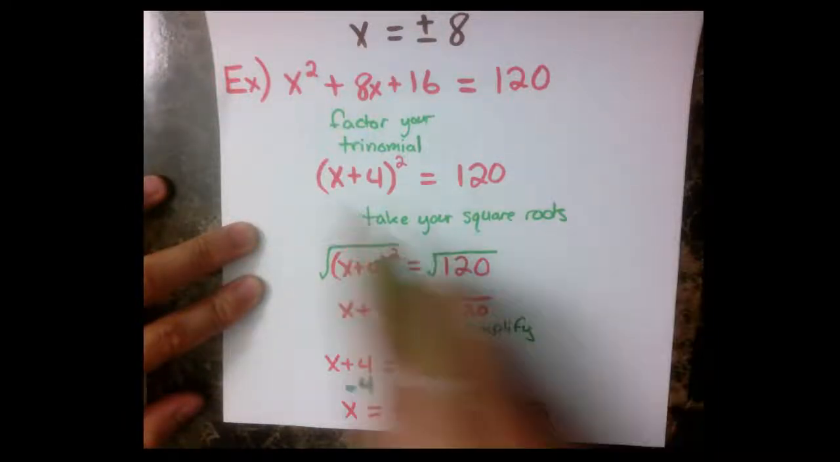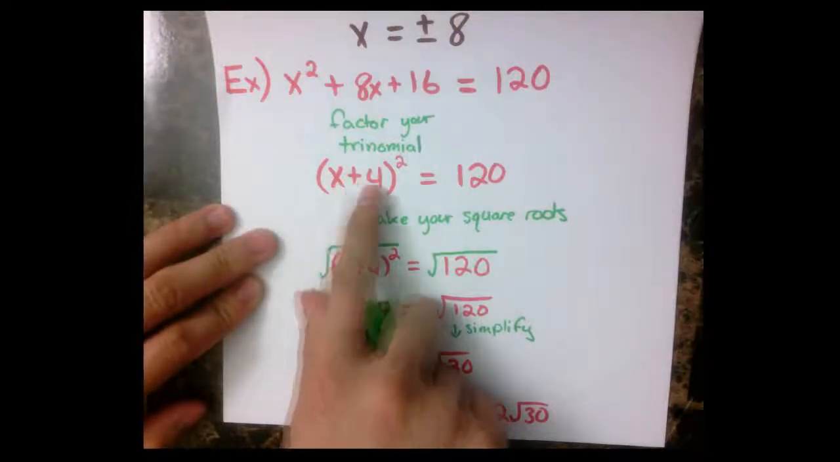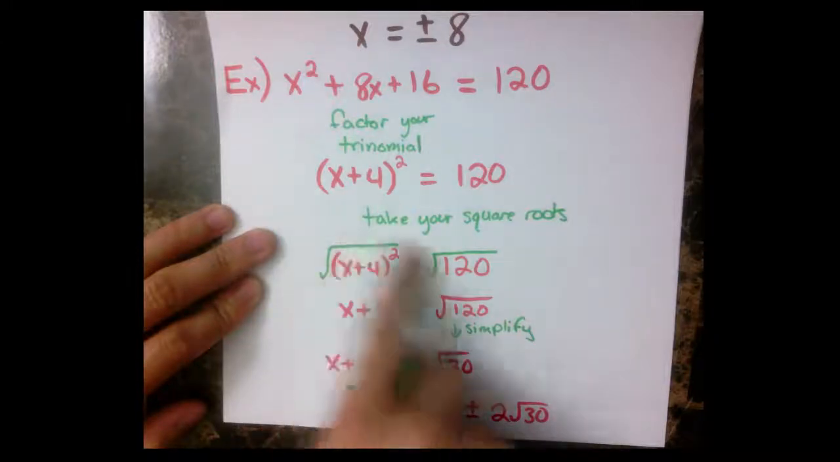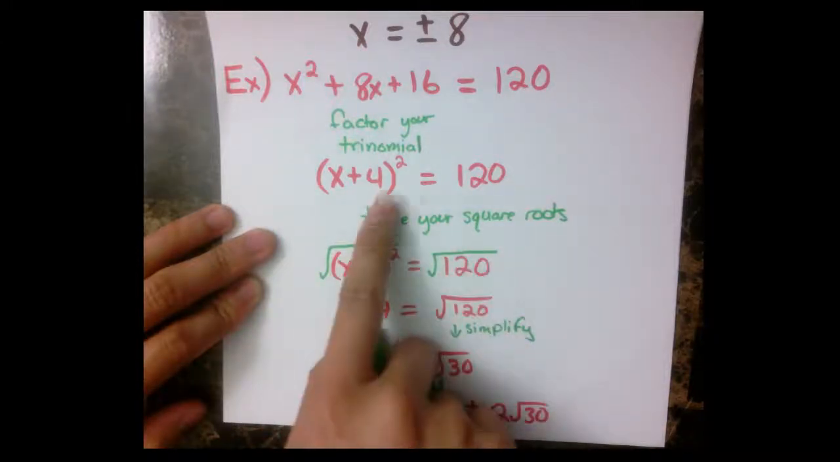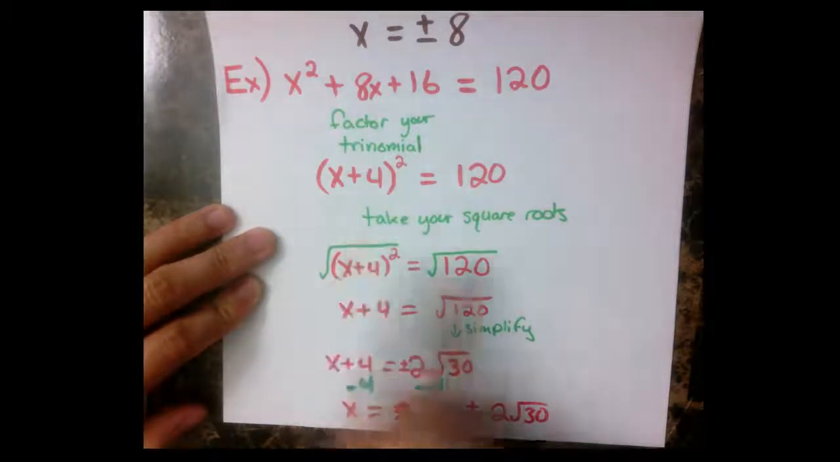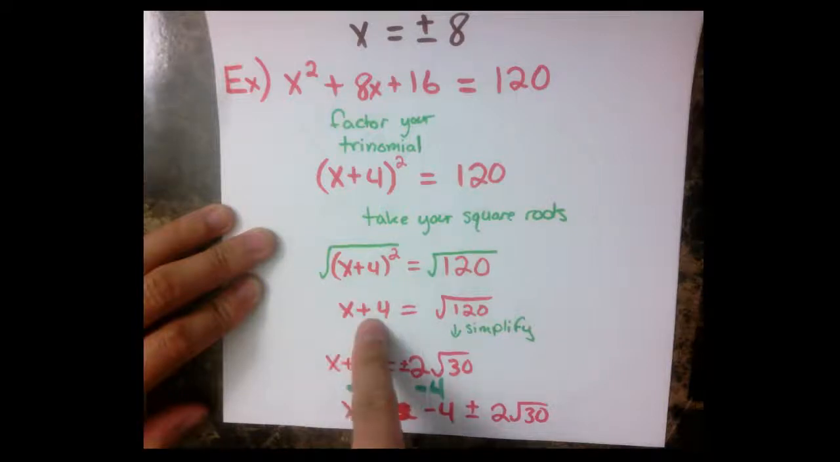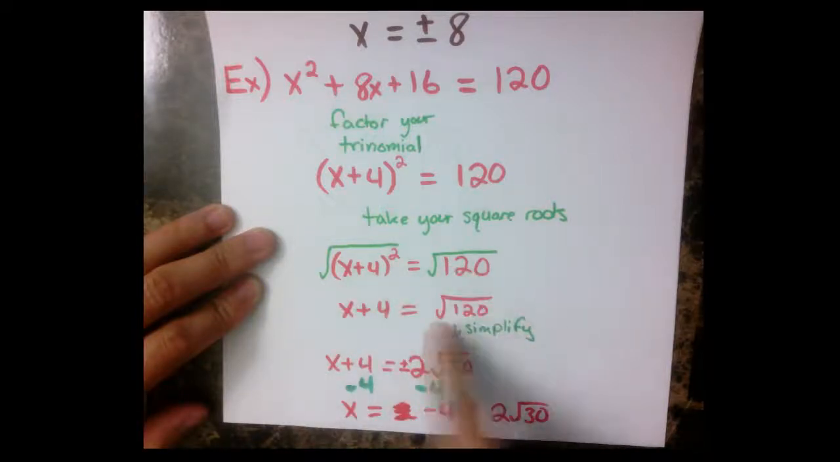Alright. So if you're down here and you've factored it out to x plus 4 times x plus 4, or x plus 4 squared, you have to take the square root of both sides. Because we have to get rid of that squared symbol, right? We're trying to get x alone, so we've got to get rid of that squared symbol. If we take the square root of both sides, this just becomes whatever's underneath the square root. In this case, x plus 4. This becomes the square root of 120, which you guys have to simplify.